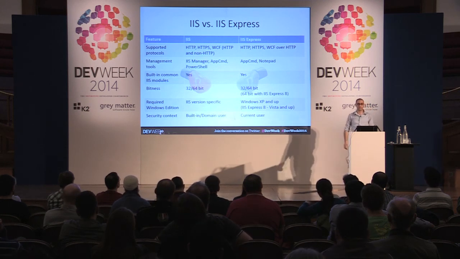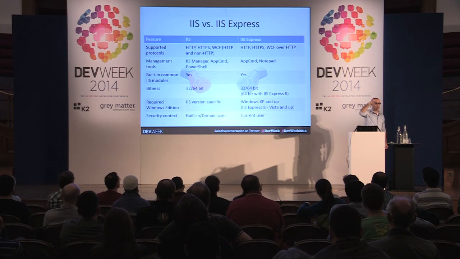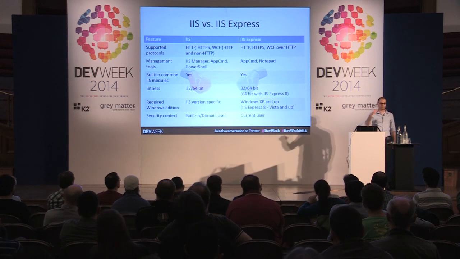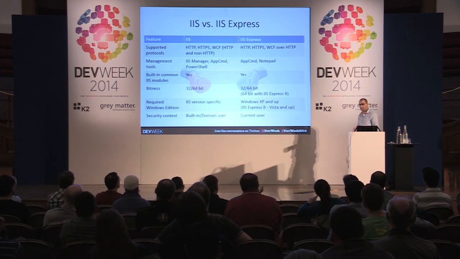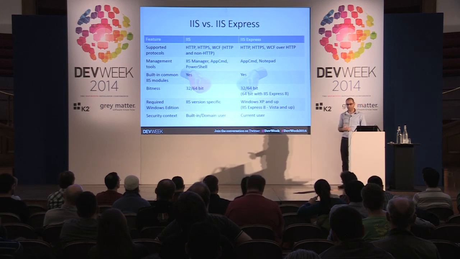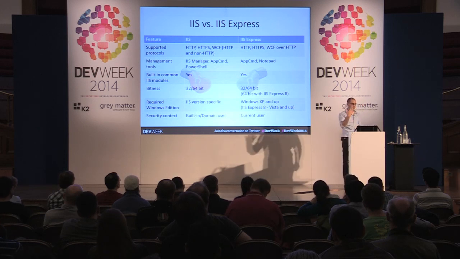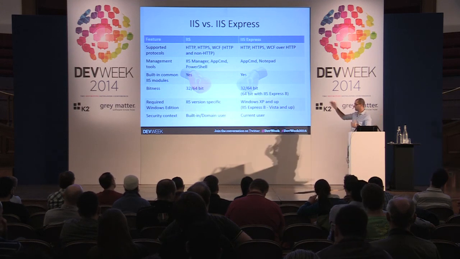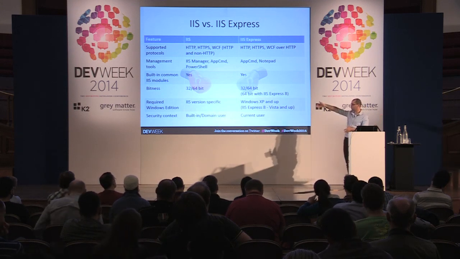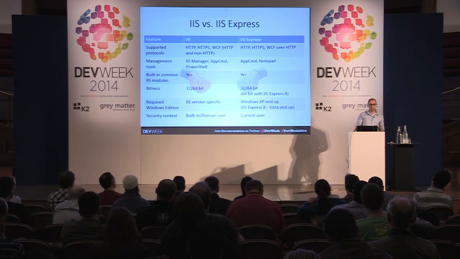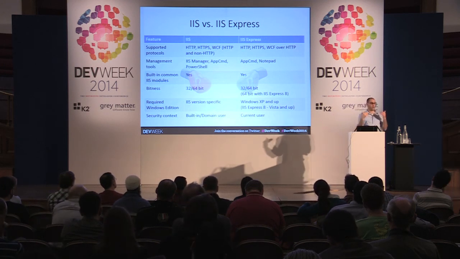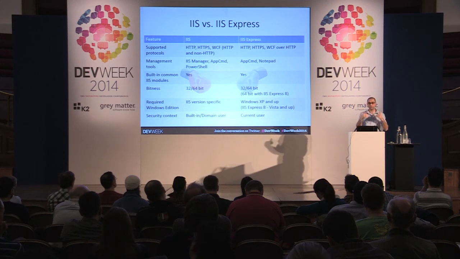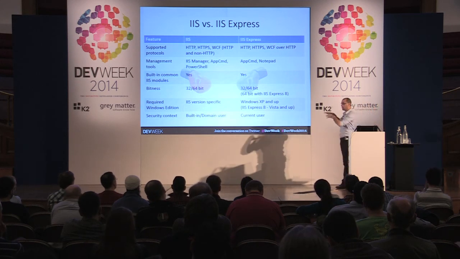IIS Express runs in the context of your current user, which means it's probably running under an administrator account because you are administrators on your own machines. The default IIS runs as a different type of user. It's a restricted, built-in user, or if you do it in a domain user account, it runs in a domain user account. It runs as a different user, so it will have different permissions on your operating system and on your environment.